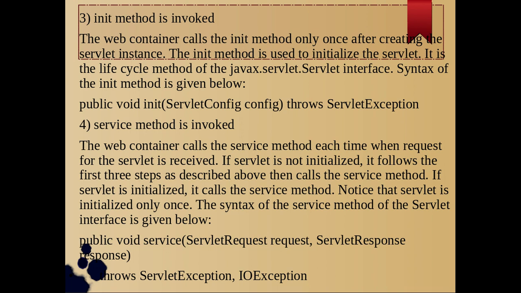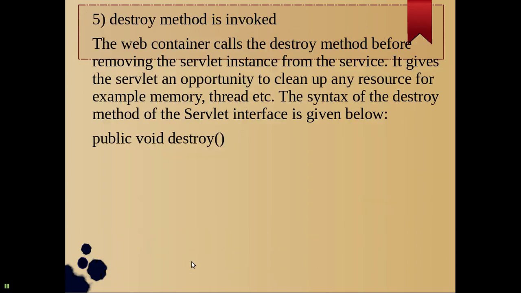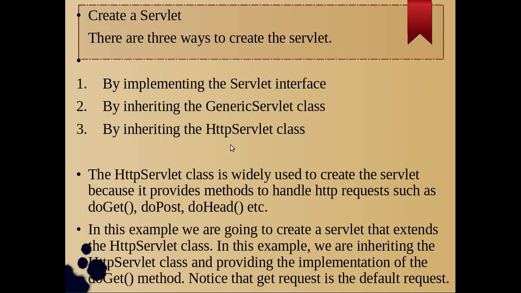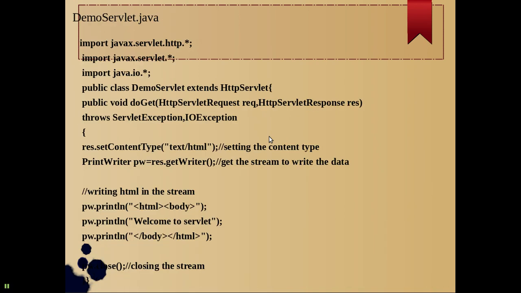So these are the syntax for the service method and init method. Then finally the destroy method is invoked for removing a servlet instance from service. Then there are three ways to create a servlet class: by implementing the Servlet interface, by extending the GenericServlet class, and by inheriting the HttpServlet class. So these are the three implementations for creating a servlet.